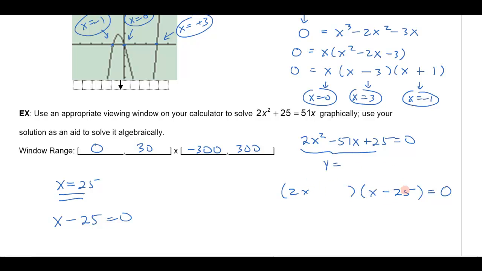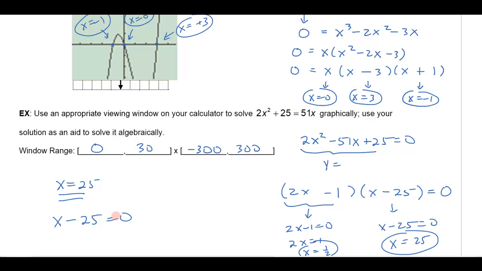So I'd multiply 2x times negative 25. Notice that's a negative 50x. What I need to multiply the negative 25 by to get a positive 25 is a negative 1. So notice that that would give me 2x squared minus 50x minus x, which is the minus 51x in the middle, and there's 25. And then I could solve this algebraically. I would get 2x minus 1 equals 0, or x minus 25 equals 0. So this would be 2x equals 1, and x equals a half. And this would give me x equals 25.